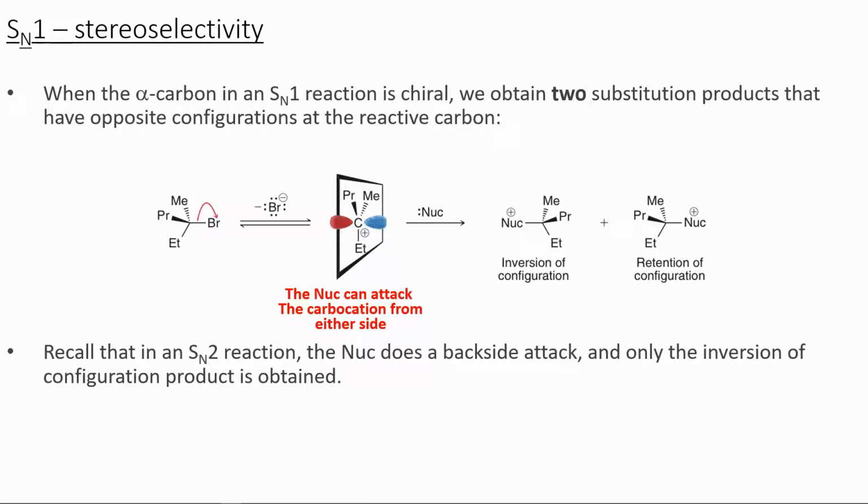Recall with an SN2 reaction, the stereochemistry observed was always an inversion of the stereochemistry due to the nucleophile having to approach from the backside of the leaving group. In an SN1 reaction, this is not the case because we're forming a carbocation intermediate, which is going to destroy any stereochemical information. We're going to obtain both the retention and inversion of stereochemistry products in an SN1 reaction because the nucleophile will have the opportunity to attack from either side of the substrate.